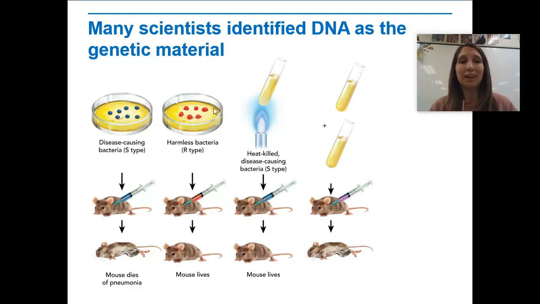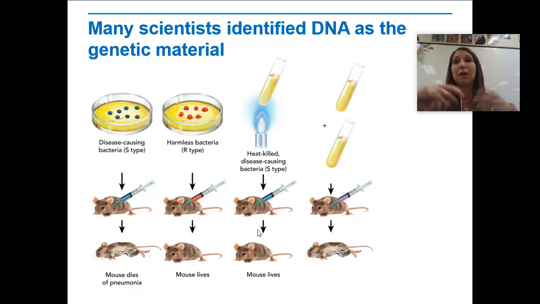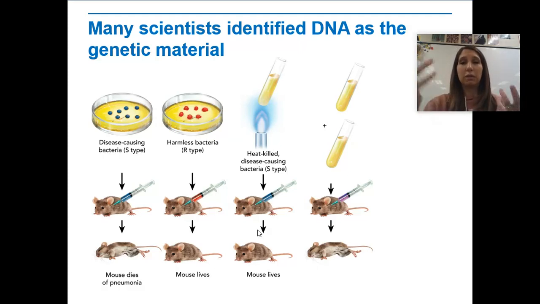So if you heat kill that S-type bacteria and then you inject it into a mouse, the mouse lives. And that was well understood at the time because you've essentially shredded that dangerous bacteria apart in a way that it can't reassemble and it can't infect anything and cause harm. And so that was something he expected.